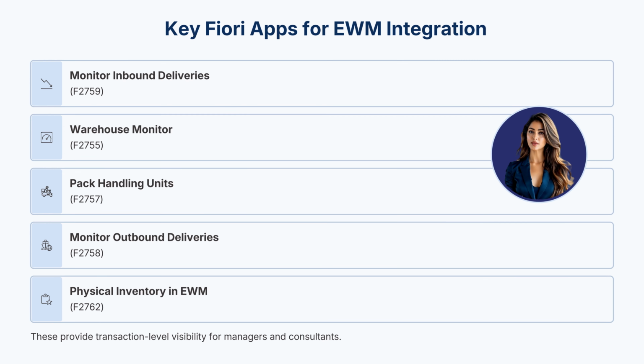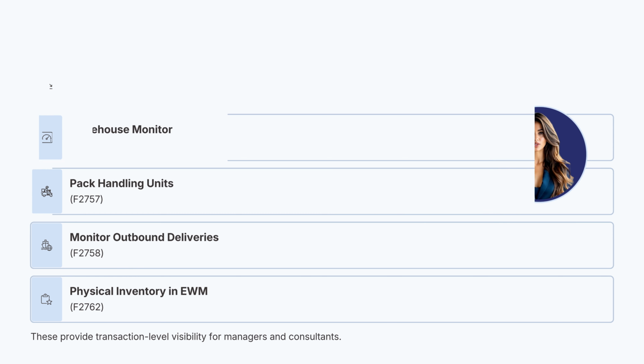Key Fiori apps for EWM integration. Core apps you must know: Monitor inbound deliveries F2759, Warehouse Monitor F2755, Pack Handling Units F2757, Monitor outbound deliveries F2758, and Physical Inventory in EWM F2762. These provide full visibility of delivery, task, and bin activities, important for both daily operations and exam questions.